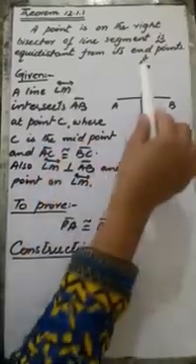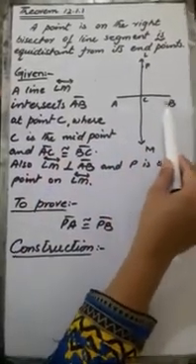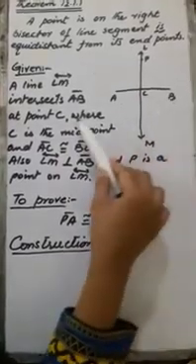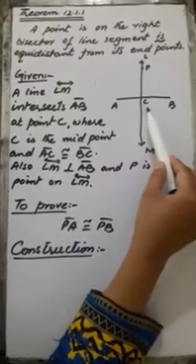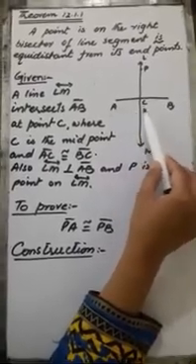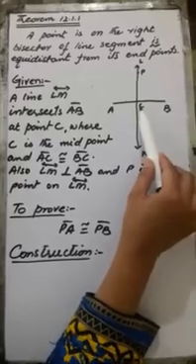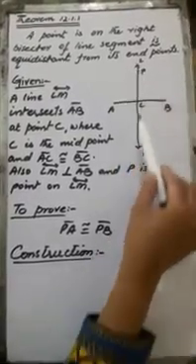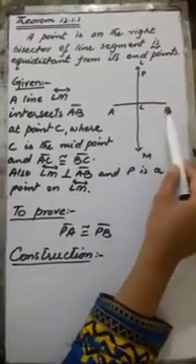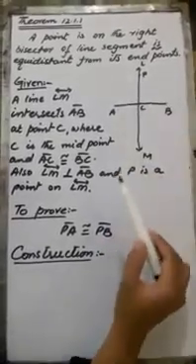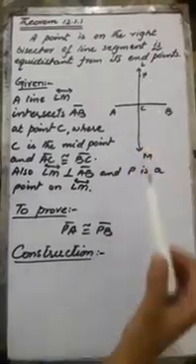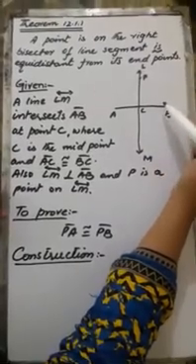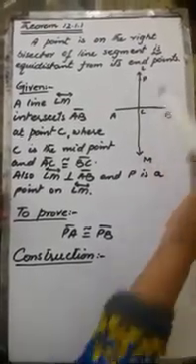A line LM intersects AB, which is the line segment, at point C, where C is the midpoint and AC is congruent to BC. Because C is a midpoint, we can write AC is congruent to BC. Also this line LM is perpendicular to AB and P is a point on it, meaning on line LM. We have to prove that the distance of P from A and from B is the same. So PA is congruent to PB, we have to prove.